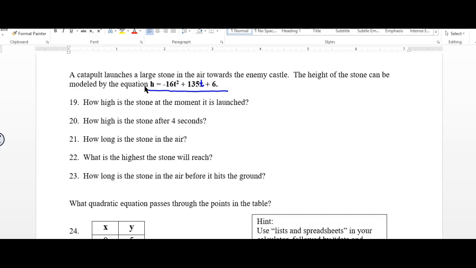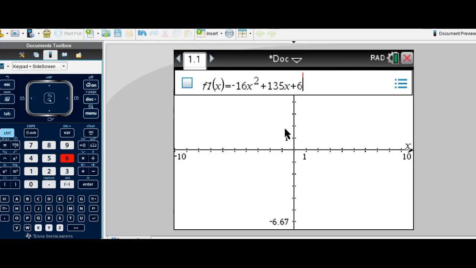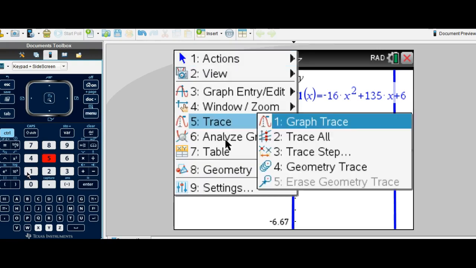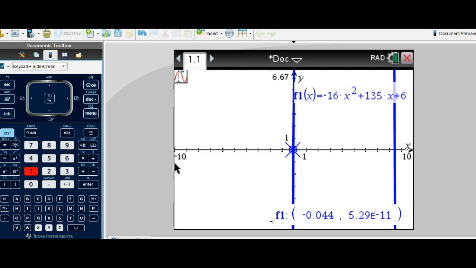So first thing we have to do is graph this equation, negative 16x squared plus 135x plus 6, in our calculator. You can't graph t, so you've got to use x. It gives us this parabola here, which we can't really see much of. But if I trace, menu 5, 1, it gives me all the points I need to see.